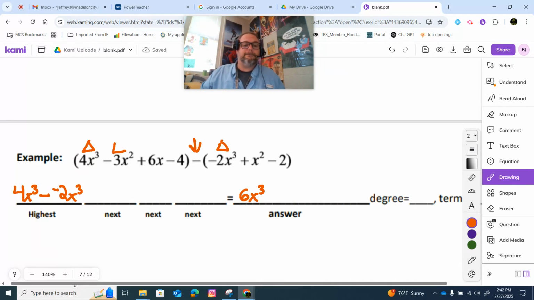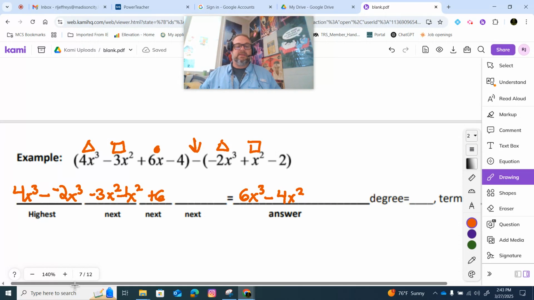Okay, so my next one, minus 3x squared minus x squared. Okay, so that's 3x squared minus 1x squared. This becomes negative 4x squared. All right. This plus 6x has no companion. It's okay. They're good on their own. They don't need anybody.